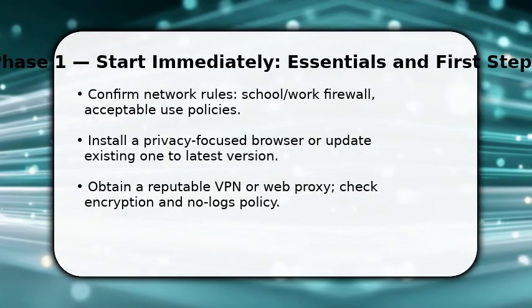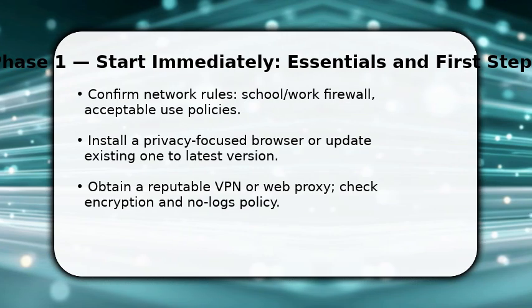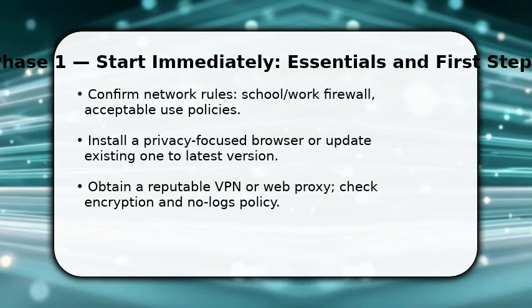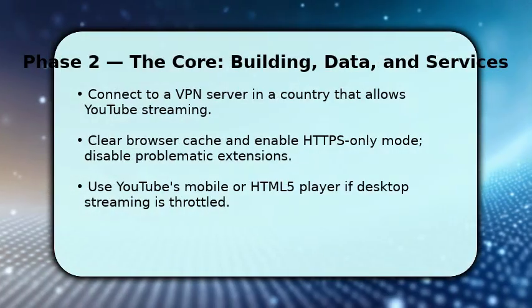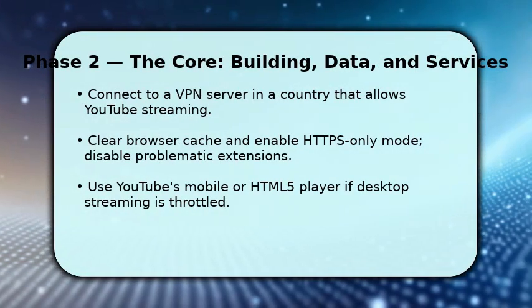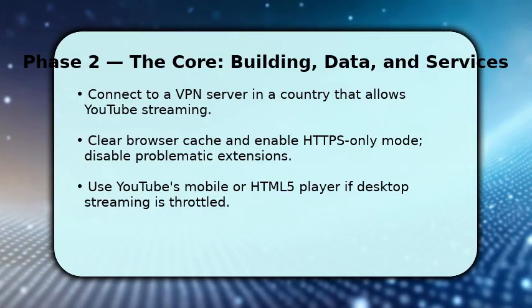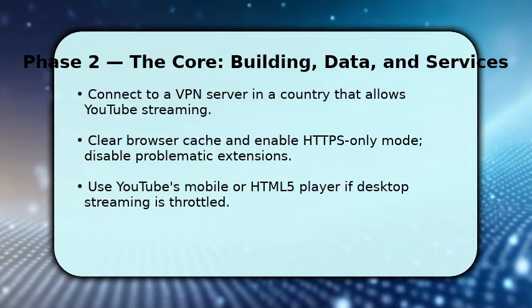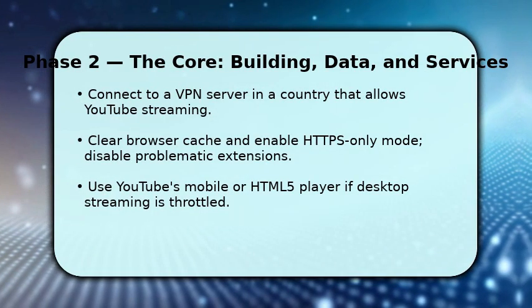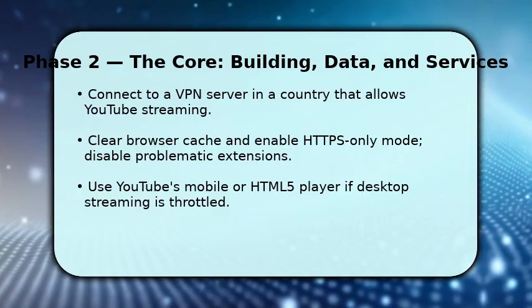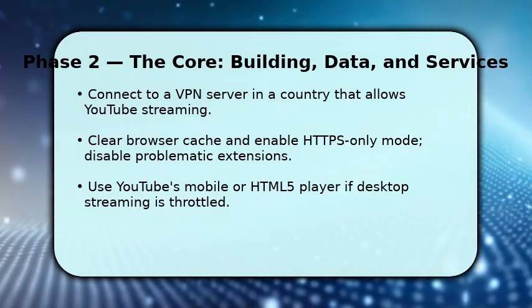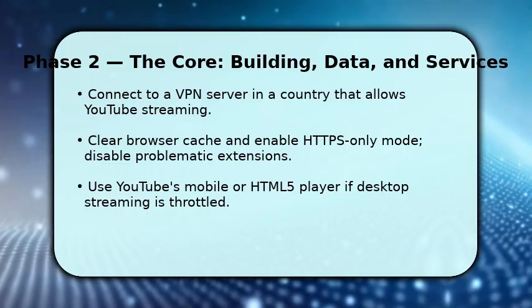Once done, sign into the VPN, confirm a non-blocked region, and make sure DNS leaks are prevented before you load YouTube. Now you configure access. Connect to a VPN server in a region where YouTube is available, because that changes your apparent location and avoids regional blocks. Next, clear cache and enable HTTPS only or secure DNS to prevent mixed content problems.